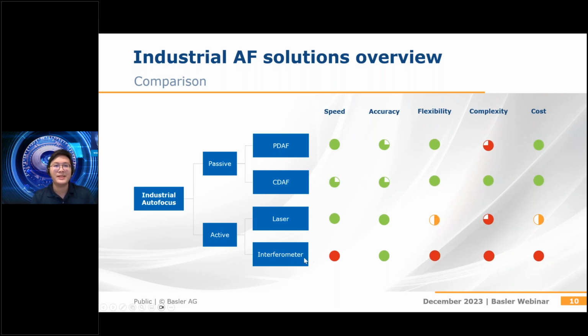Okay, so the interferometer is extremely accurate here, as you see, and it can reach an accuracy of nanometer scale, but its speed and flexibility are poor, and it is overall too complex, which is a big disadvantage. So this is not really suitable for production or industrial applications, but it's more suited for laboratory level applications.